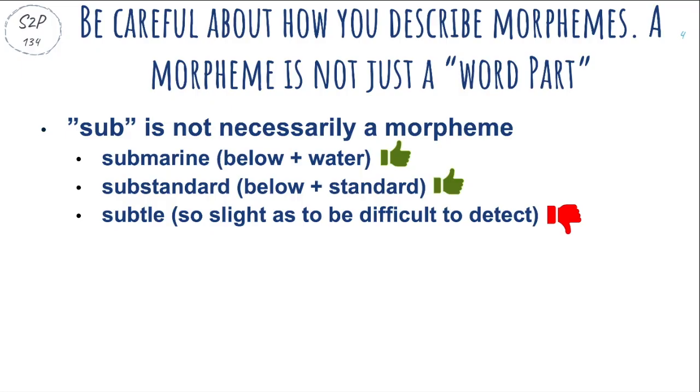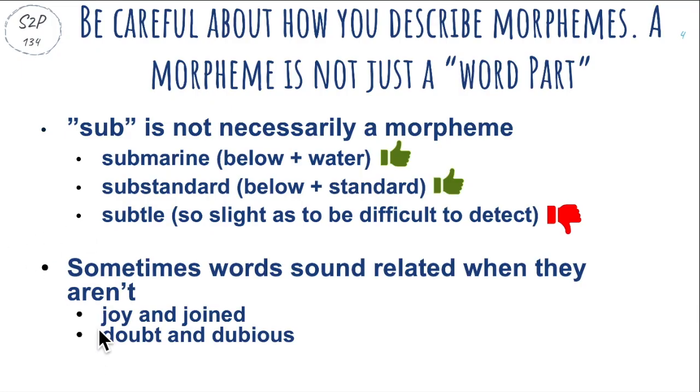Now, this sometimes can also occur when you have word parts that sound similar or look similar. For example, let's take a look at joy and joined. If I said joy and joined, you hear joy in both of those words, but they are not related. Join is not the same definition as JOY. ED is a morpheme, but it has nothing to do with this other word. So these, of course, are not related morphemes, okay?